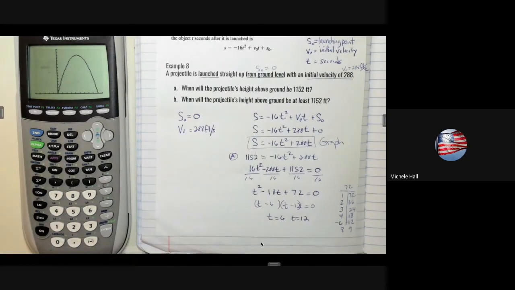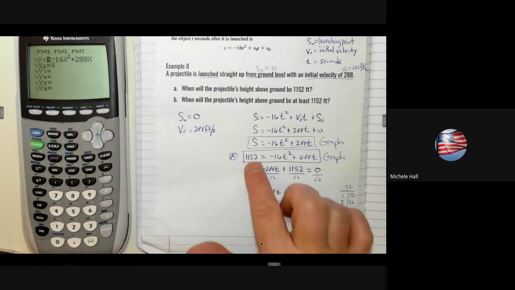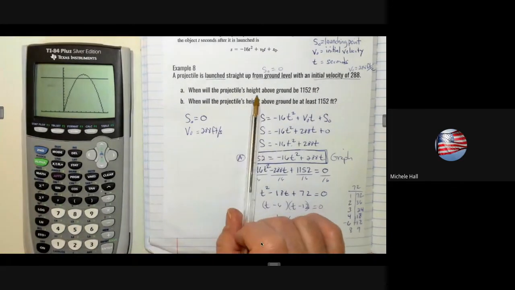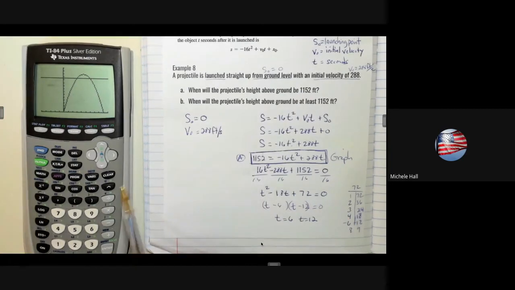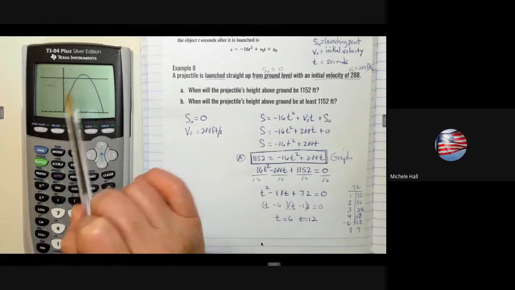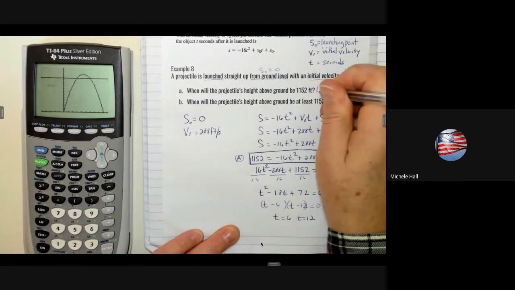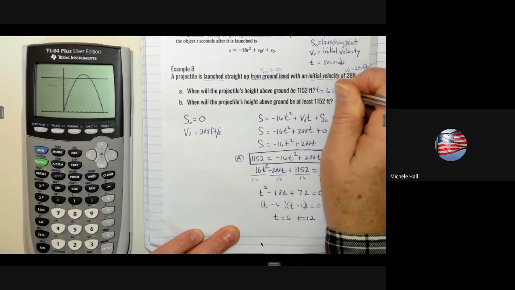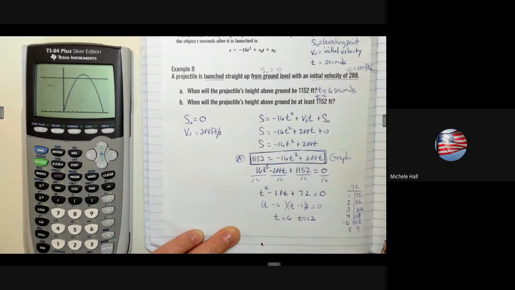We want to know when it equals this. This is the piece I want to graph right here. Let's also put in that y equals 1152. When will the projectile's height above ground be 1152? When will it be that? It will be that at these two places. Twice. Once on the way up and once on the way down. So the answer to this one would be t equals 6 seconds, t equals 12 seconds.